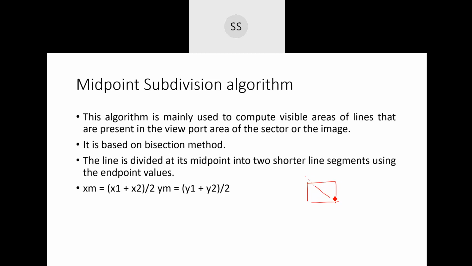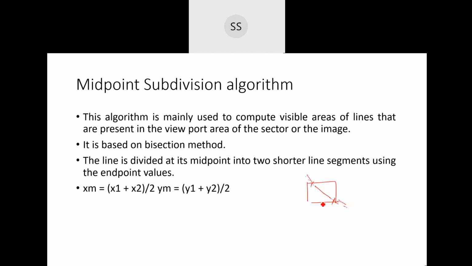All the portions that are outside, only this much portion of the line will be shown. The remaining portion is considered as invisible. We try to find the portion of the line which is within the window.